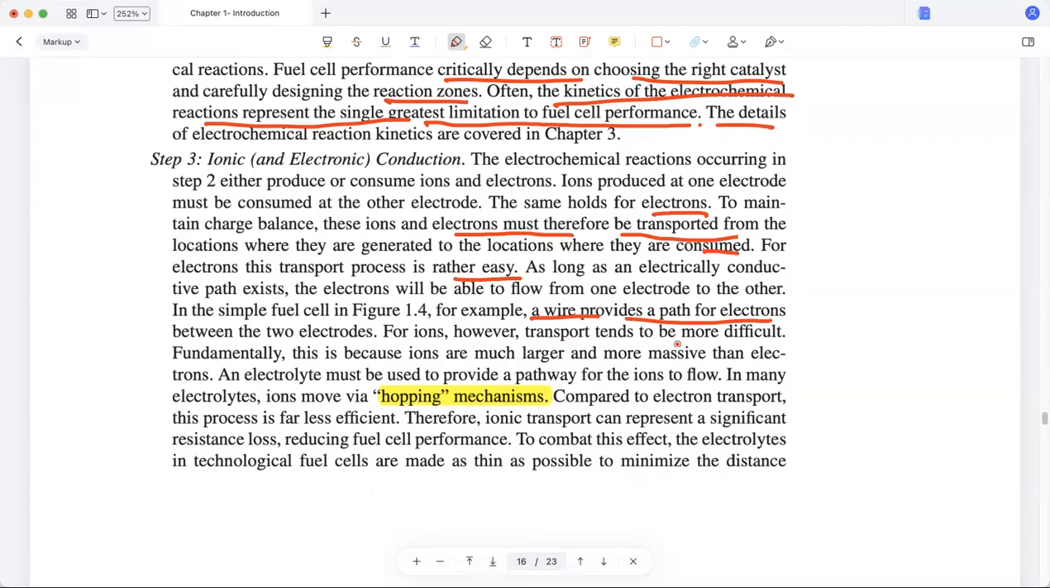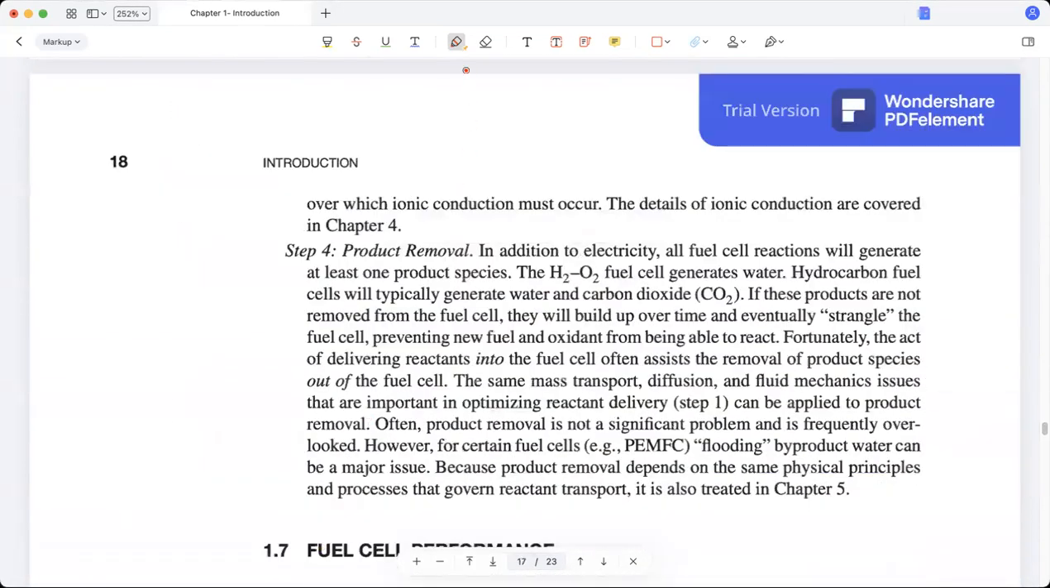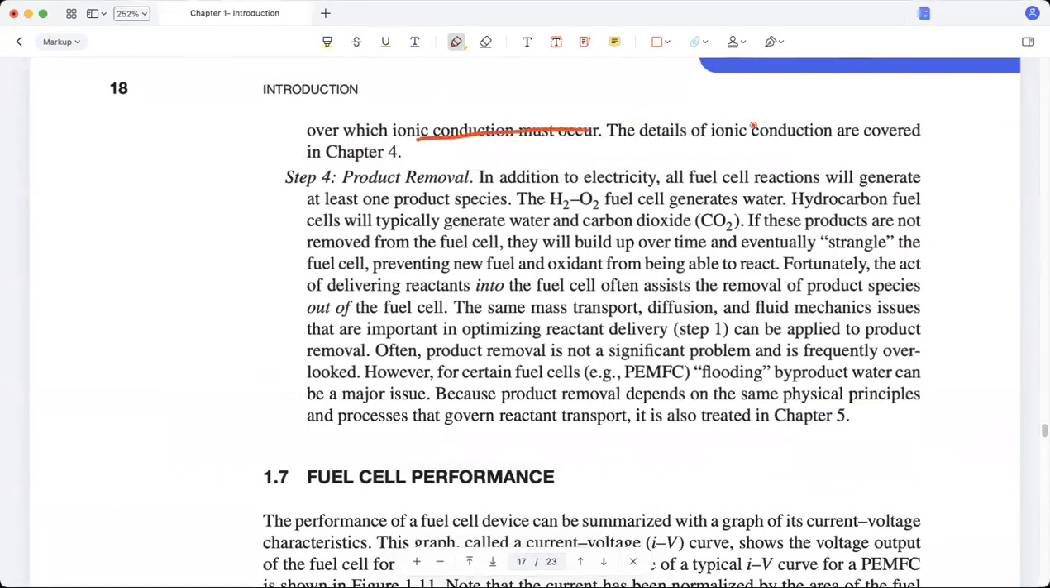For ions, however, transport tends to be more difficult. Fundamentally, this is because ions are much larger and more massive than electrons. An electrolyte must be used to provide a pathway for the ions to flow. In many electrolytes, ions move via the hopping mechanism. Compared to electron transport, this process is far less efficient. Therefore, ionic transport can represent a significant resistance loss, reducing fuel cell performance. To combat this effect, the electrolytes in technological fuel cells are made as thin as possible to minimize the distance over which ionic conduction must occur. The details of ionic conduction are covered in the subsequent lectures.